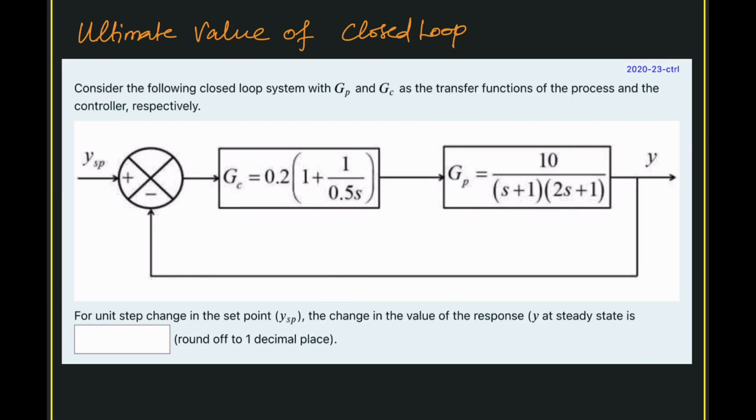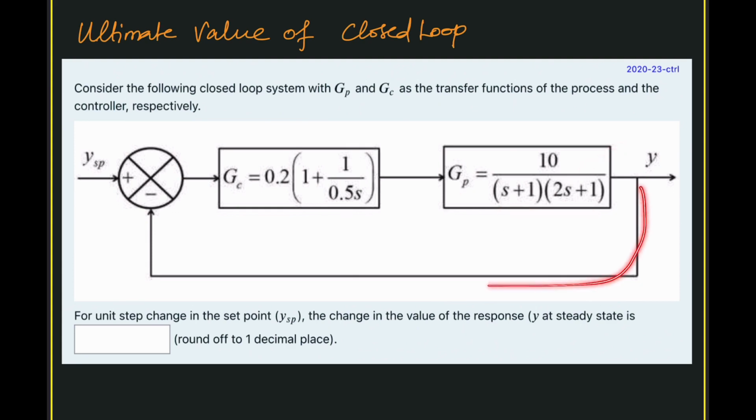This problem is about finding the ultimate value of a closed loop. Consider the following closed loop system with GP and GC as the transfer functions of the process and the controller respectively. We have this GC, which is a PI controller, and GP, which is a second order system, otherwise two first order systems in series.